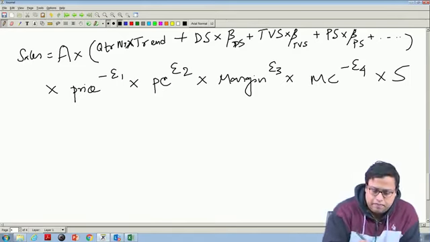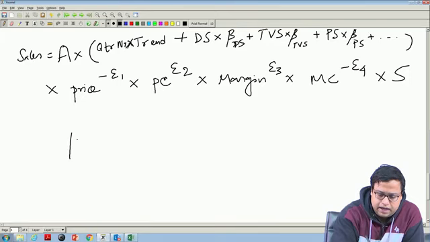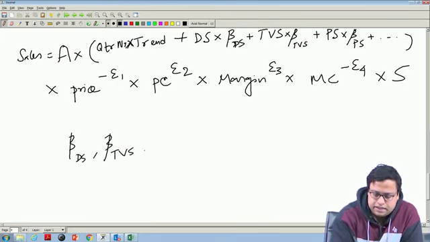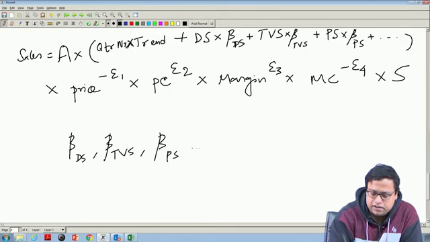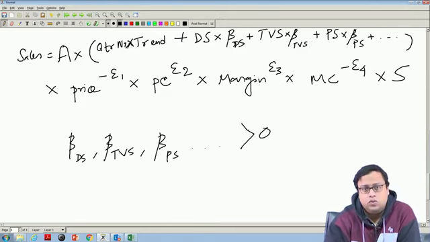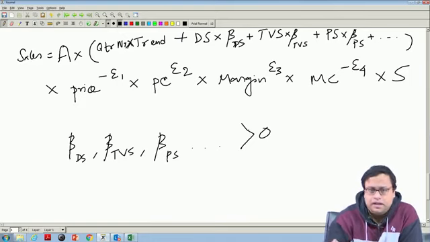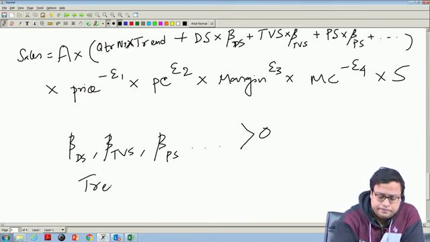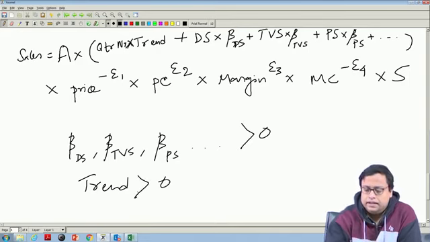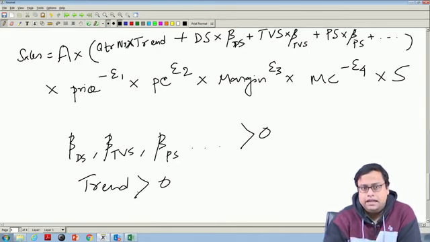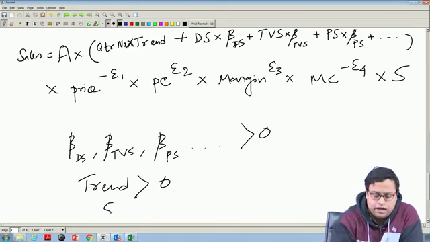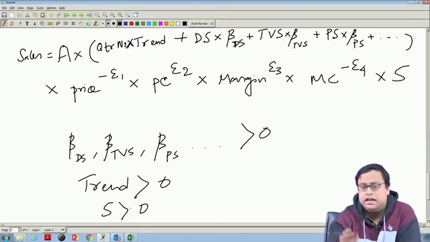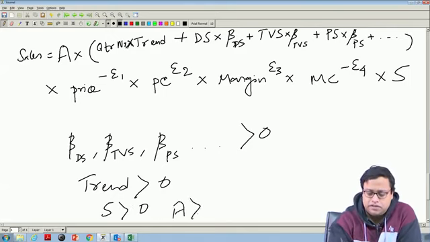Now, if you remember, this beta DS, beta TVS, beta PS, all of these things have to be greater than 0. They have to be positive, otherwise we will not give the ad, and trend might be positive also. And elasticities can be anything, positive, negative. We will try to see how the results are. The seasonal component has to be positive because sales cannot be negative. A has to be positive.